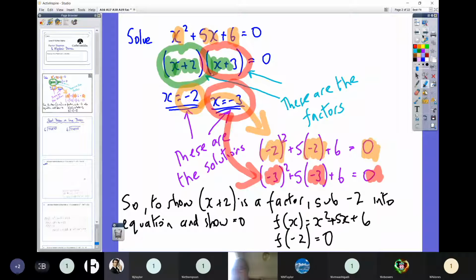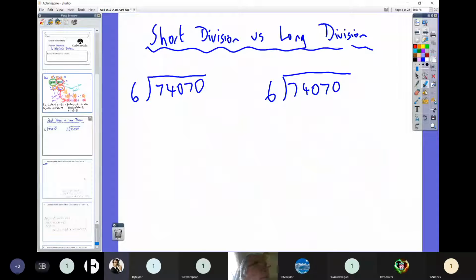Okay, now the other thing, when we get on to algebraic division, you're going to need to know how to do long division. Now, it's quite possible you've never in your lives seen it. So I'm just taking some normal division here.